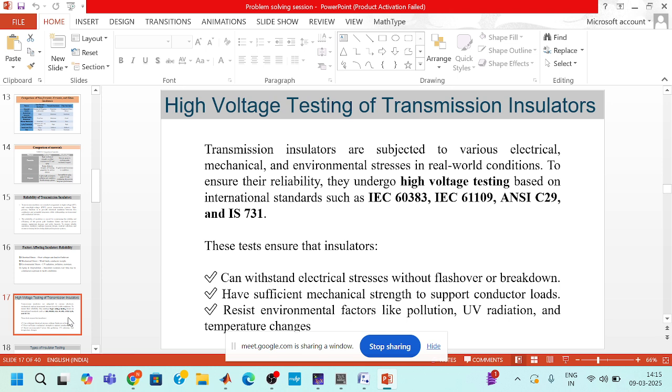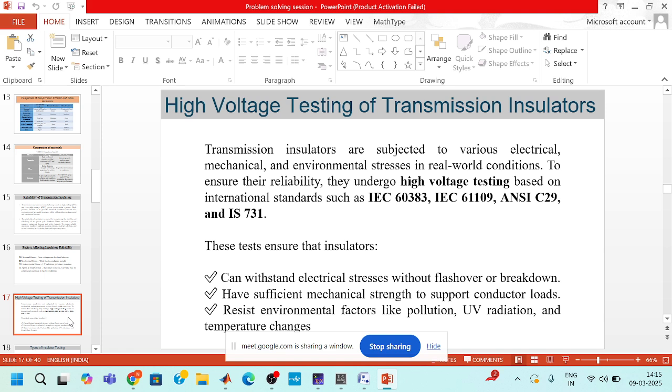Now after reliability, we see the different types of testing for high voltage testing of transmission insulators. As we know, transmission insulators are subjected to various electrical, mechanical, and environmental stresses. So there are some high voltage tests which are based on standards like IEC 60383, IEC 61109, and IS 731. These standards are basically used for high voltage testing, which are set by Indian standards.